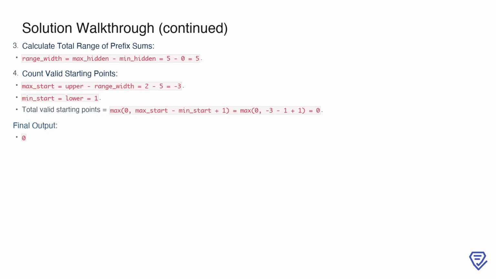Using the formula max(0, max_start - min_start + 1), we compute max(0, -3 - 1 + 1), which equals 0. This means there are no valid starting points, and the final output for this example is 0.